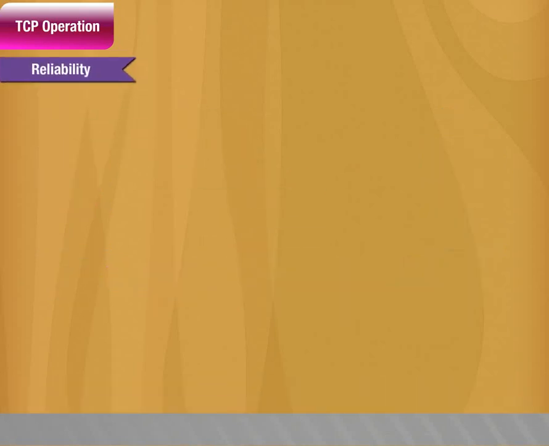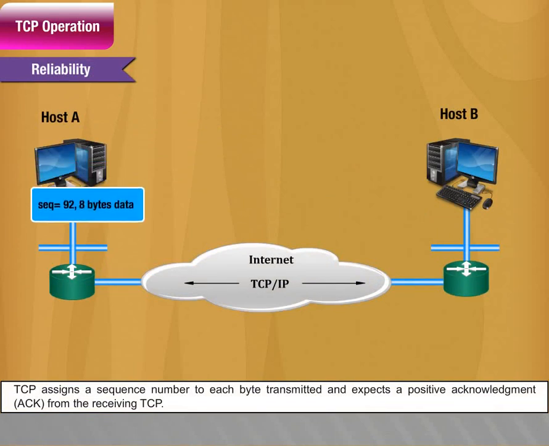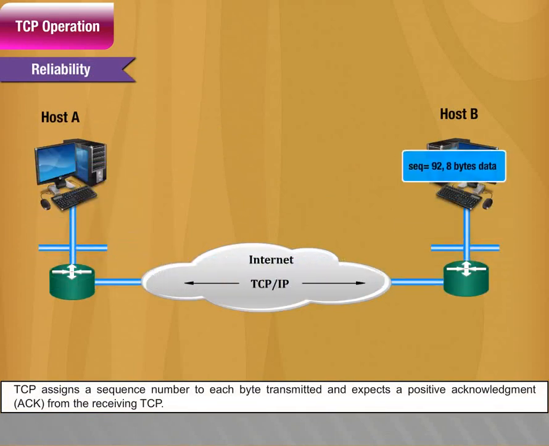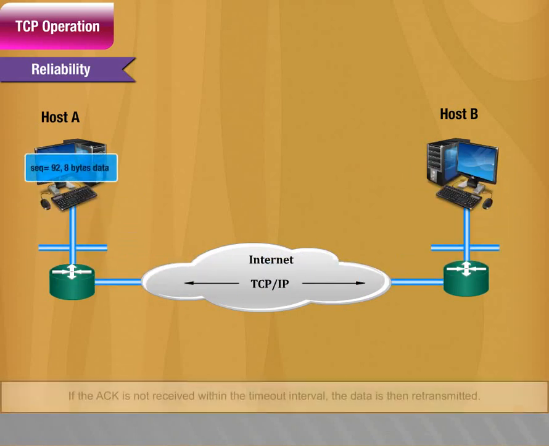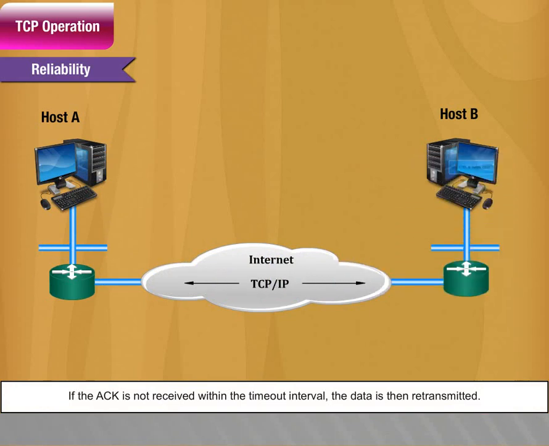Reliability. TCP assigns a sequence number to each byte transmitted and expects a positive acknowledgement (ACK) from the receiving TCP. If the ACK is not received within the timeout interval, the data is then retransmitted.